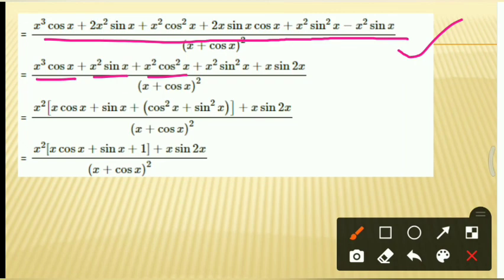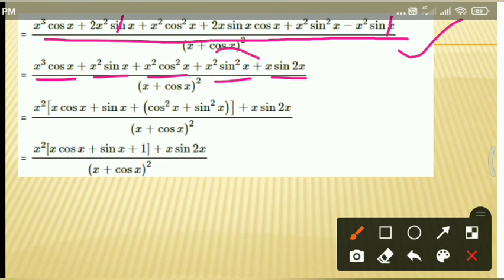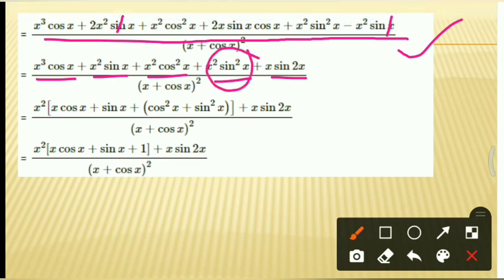Is equal to x cube cos x plus x square sin x plus x square cos x combined, x square sin square x plus x into sin 2x, 2x square minus x square sin x is written here, is equal to x square into x into cos x plus sin x plus cos square x plus sin square x plus x into sin 2x. By identity, cos square x plus sin square x is 1, hence the final answer is x square into x cos x plus sin x plus 1 plus x into sin 2x divided by x plus cos x bracket square.